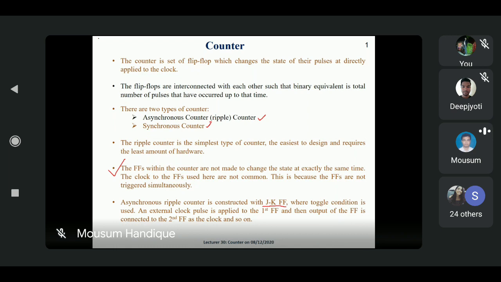ठीक है. So delay time किस में कम होगा? Asynchronous counter में ना, synchronous counter में delay time कम होगा. Are you getting my point? Yes, sir.